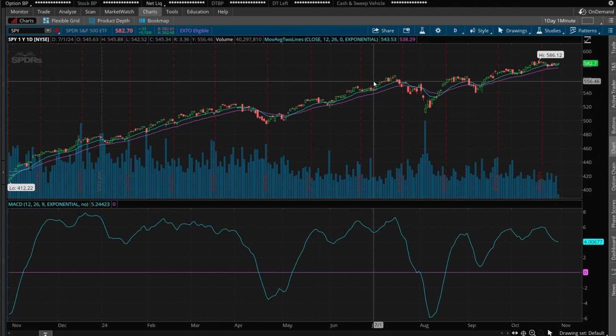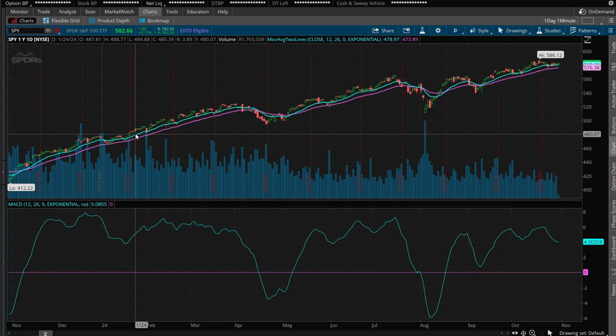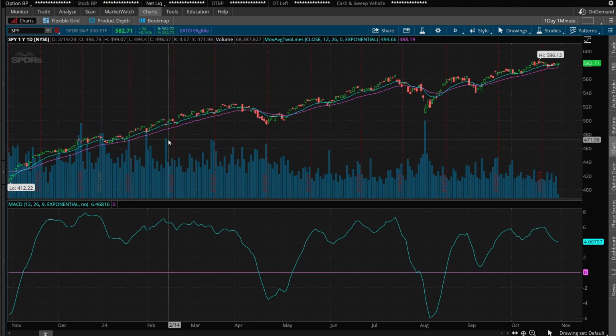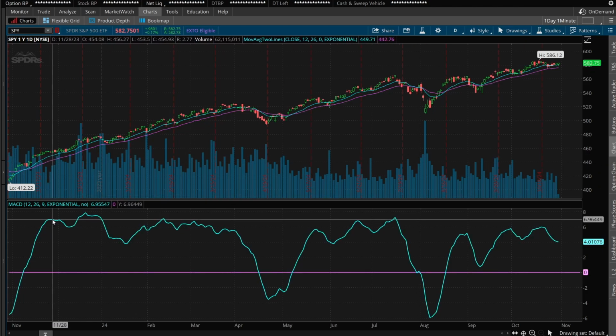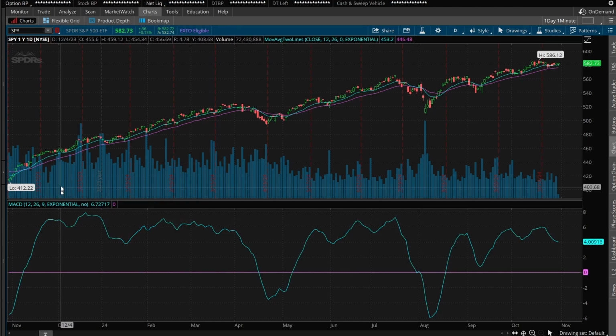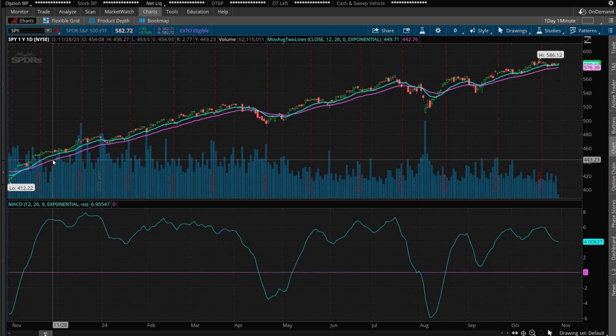So what I've done is I went ahead and plotted the 12 and the 26 moving average on our chart here, exponential as well. And if we take a look at the chart, basically what this MACD is showing, at this particular point in time, the MACD reading we can see is about 6.95. So at this moment, our 12 is above the 26 moving average by roughly $6.95. So that is all it's telling us.